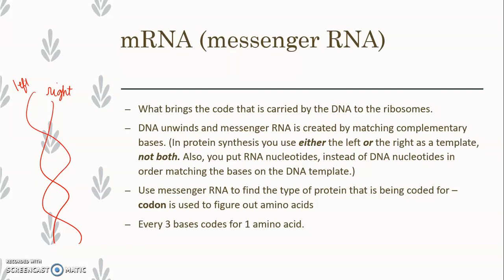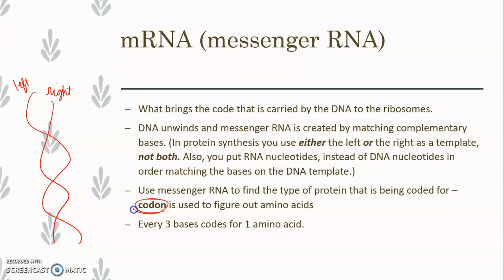That messenger RNA is going to be used to find out what type of protein we're going to make. Are we going to make hemoglobin? Are we going to make insulin? Are we going to make actin? Are we going to make myosin? All the proteins that we've been talking about this year. Are we going to make some DNA polymerase? Some helicase? Some topoisomerase? What are we going to make? That is going to be coded for in the messenger RNA using these codons.